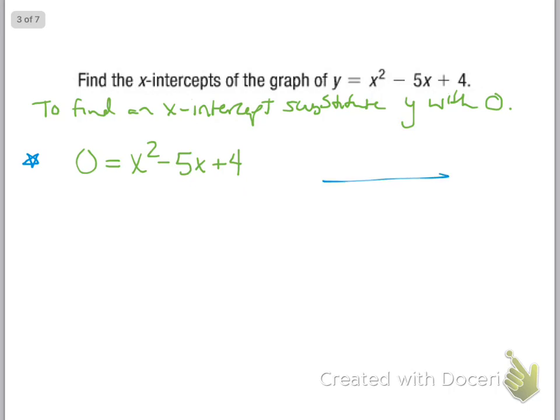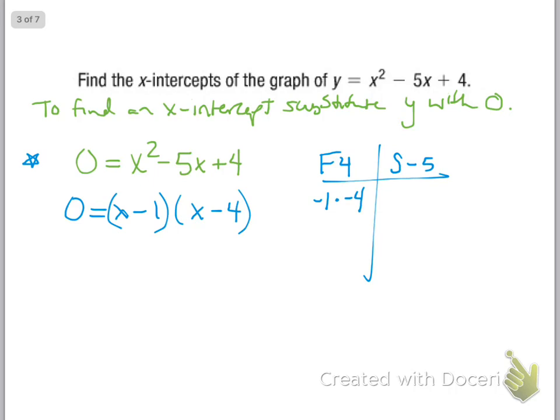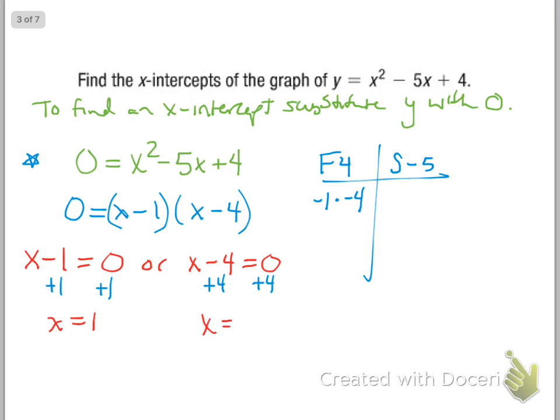Okay, so we want factors of 4 that add up to -5. So that's going to be -1 times -4. So that means we've got 0 equals x minus 1 times x minus 4. Now I'm going to do the zero product property. Either x minus 1 equals 0 or x minus 4 equals 0. Add 1 to both sides, so x is 1. Or add 4 to both sides, so x is 4. So the x-intercepts of the graph are 1 comma 0 or 4 comma 0.